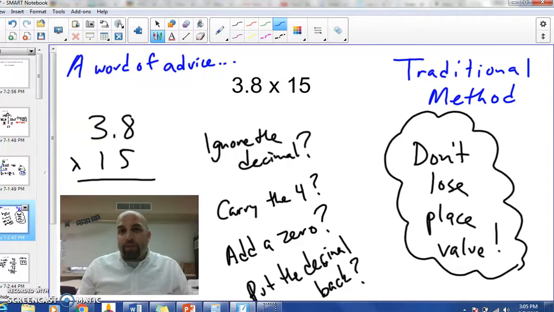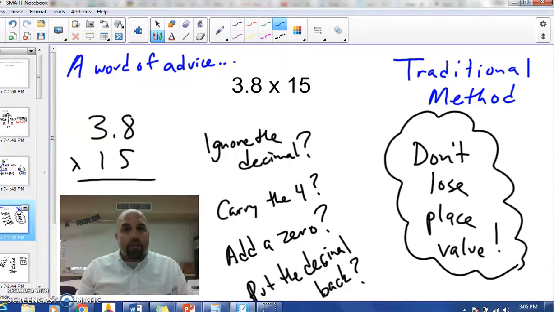And I don't really understand what that means. You can't ignore the decimal. The decimal is important. I also had some students tell me they're going to multiply 5 times 8 and carry the 4. Carry the 4? What 4? I thought 5 times 8 was 40. So if that's a 4, does that mean 4/10?